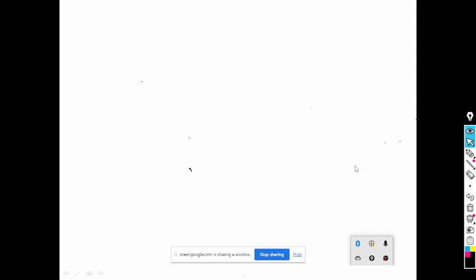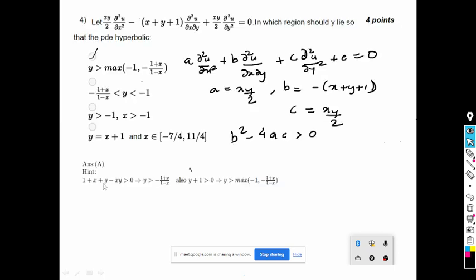After putting these values, you might get something like this: 1 plus x plus y minus xy greater than 0. After solving it, you'll get y greater than minus (1 plus x) upon (1 minus x). This is one condition. Another condition will be y plus 1 greater than 0. From both conditions, you can calculate that y should be greater than the max of minus 1 and minus (1 plus x) upon (1 minus x). So our answer will be A.